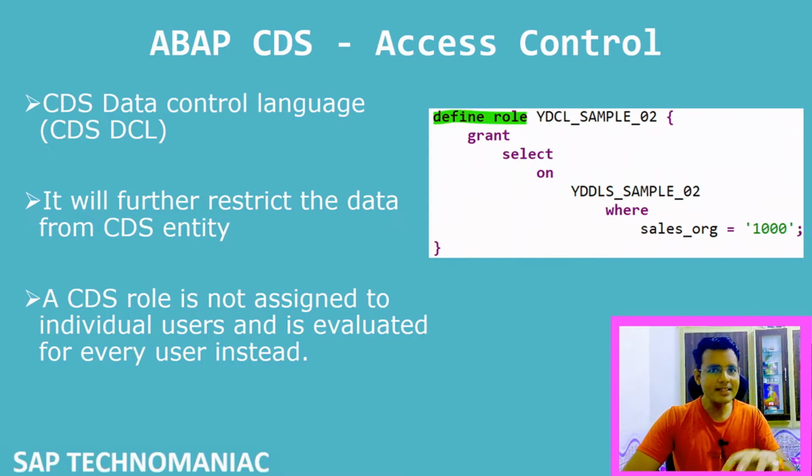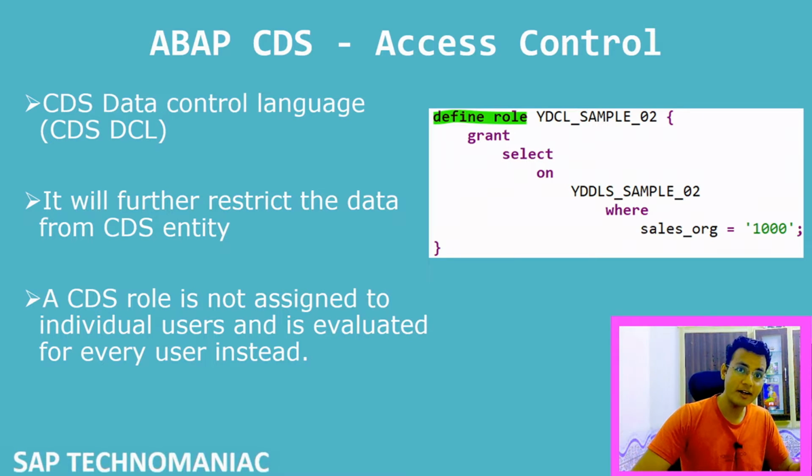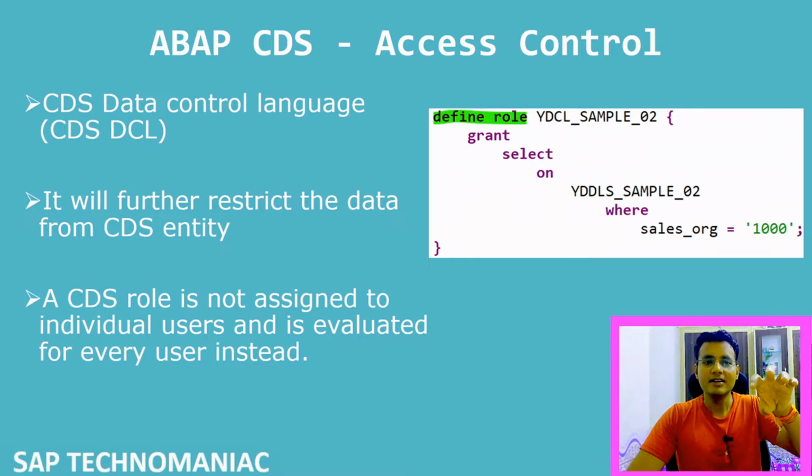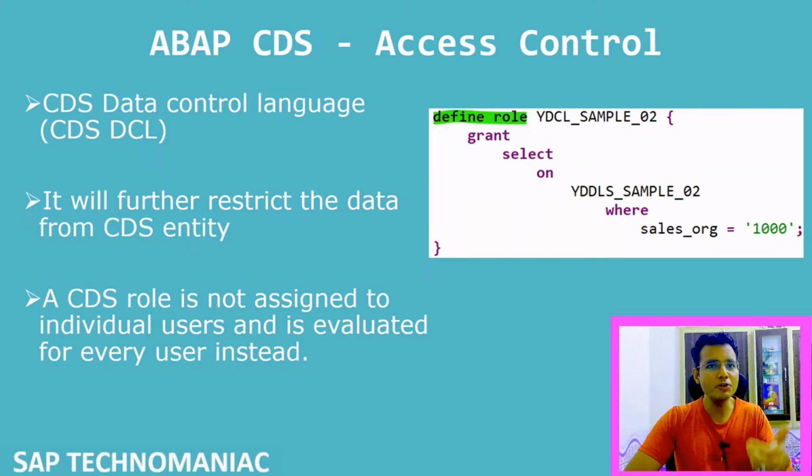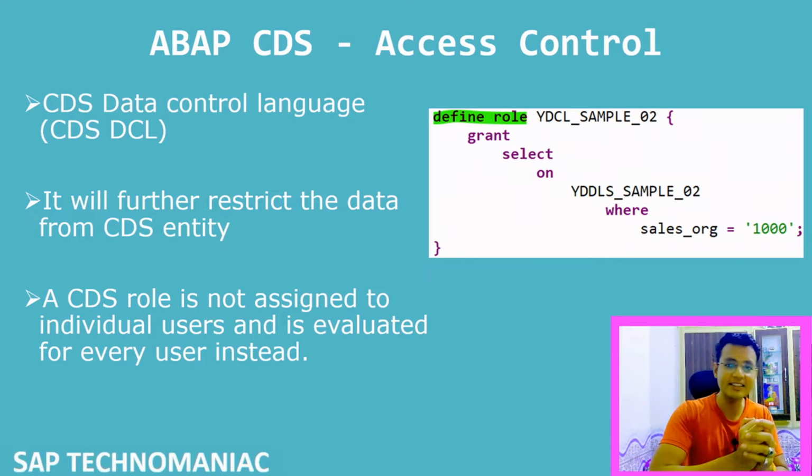This CDS data control language is again written in the data control language source code editor, just like we write the CDS views in the data definition language, the DDLS source code editor. We have a different kind of editor, the data control language source code editor, and there we will write this kind of control. So how will we write it? We will write it using define role, to restrict the data further on a particular CDS entity.